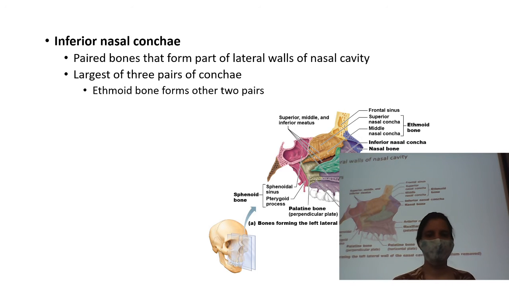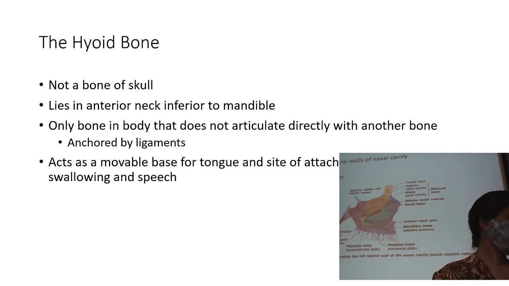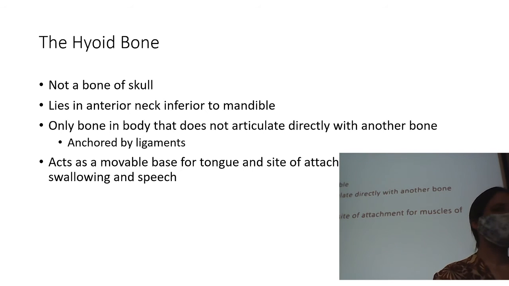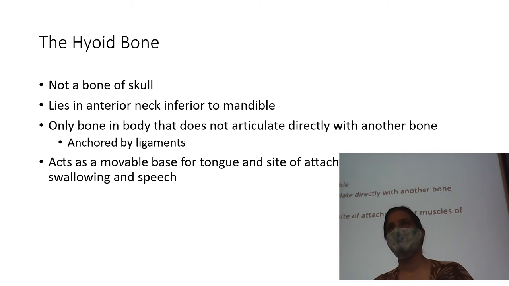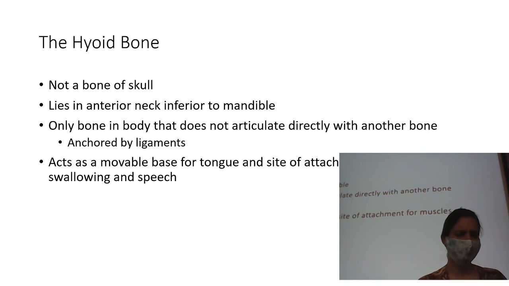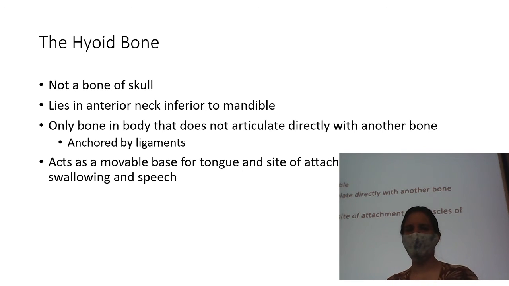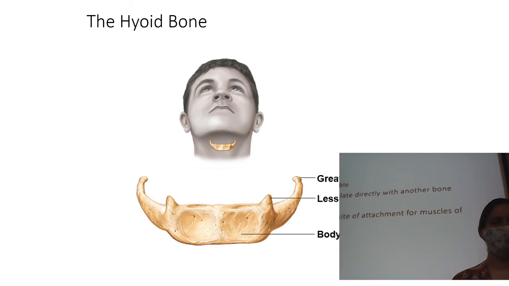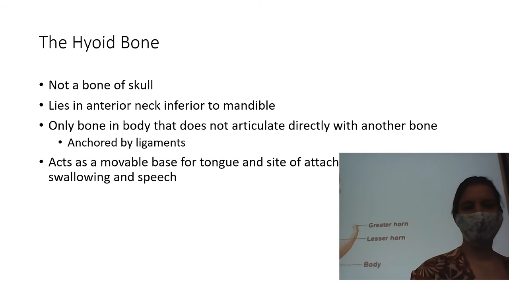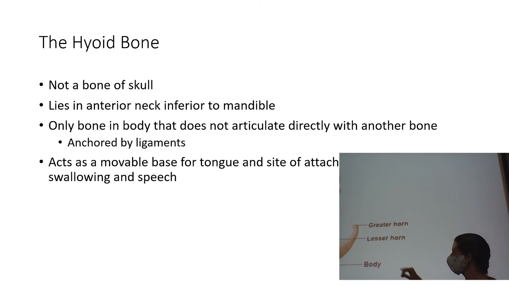All right. The hyoid bone isn't part of the skull, but I don't know where to put it because we're not going to talk about it when we see the appendicular skeleton. It's not a bone of the skull. It's not a bone of the spinal column. It's not part of the limbs. It's just kind of there. It's the only bone in the body that doesn't actually articulate with any other bone. It's chilling right there.